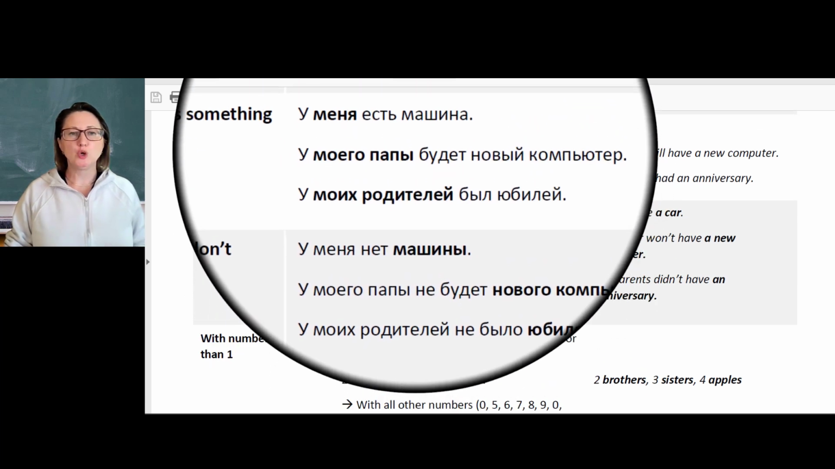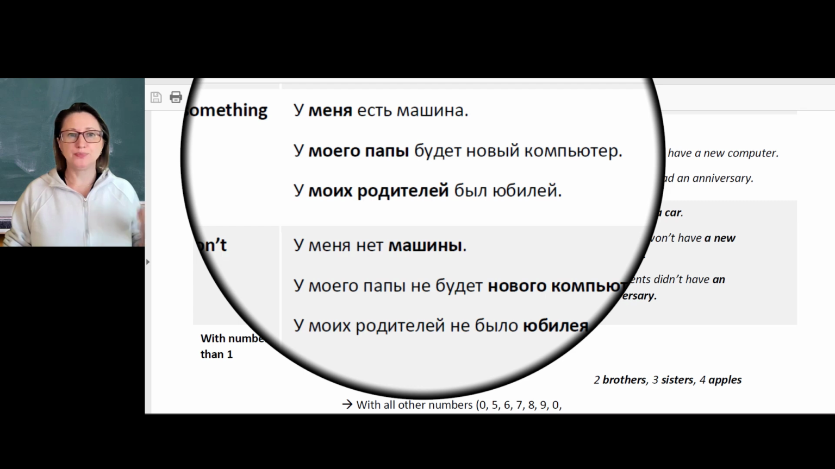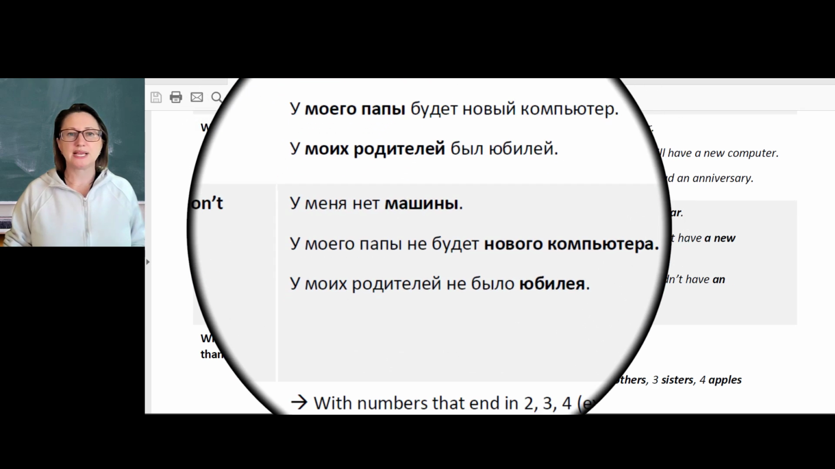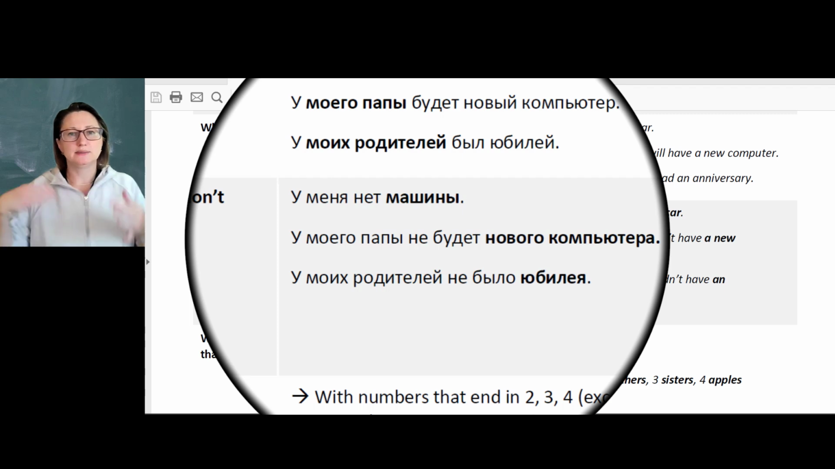Let me pull it up. So here we have у меня есть машина, у моего папы будет новый компьютер, у моих родителей был юбилей. So as you can see, машина, новый компьютер, юбилей are nominative. Here we have у меня нет машины, у моего папы не будет нового компьютера, у моих родителей не было юбилея.